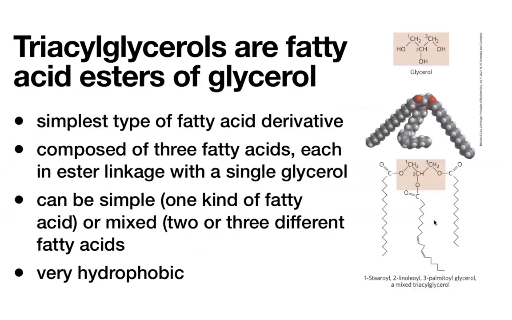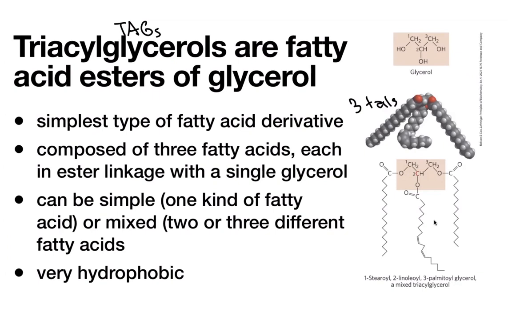Our main form of storage lipids are going to be these triacylglycerols, or TAGs. These are the simplest type of fatty acid derivative, as I mentioned. Basically, they have 3 fatty acids, so you have 3 tails, and they're linked through esters to a glycerol backbone. You do need to know the structure of glycerol. It's super simple: you've just got 3 carbons, and each of them is attached to an OH. So you have a triol.